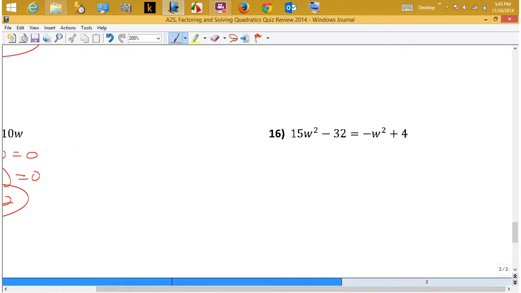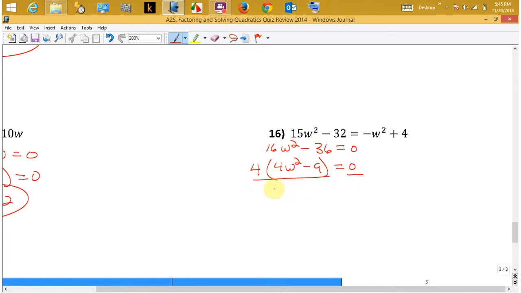Next problem. Let's move everything to one side, subtracting w squared from both sides, or adding w squared to both sides. I'm going to get 16w squared. Now I'm going to take this 4 and subtract it from both sides, so I get minus 36 equal to 0. Okay, I can factor a 4 out of that, so 4 times 4w squared minus 9 equal to 0, and then I could divide the 4 right out of it because there's an equal sign, so I get divided by 4. I would get 4w squared minus 9 is equal to 0.